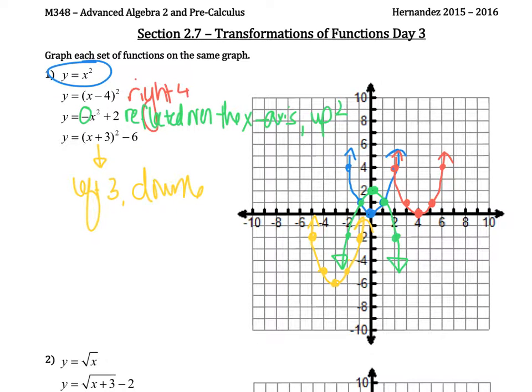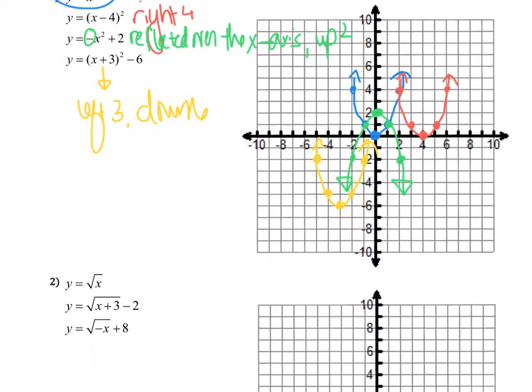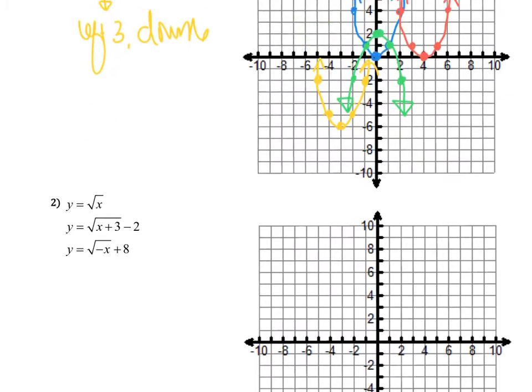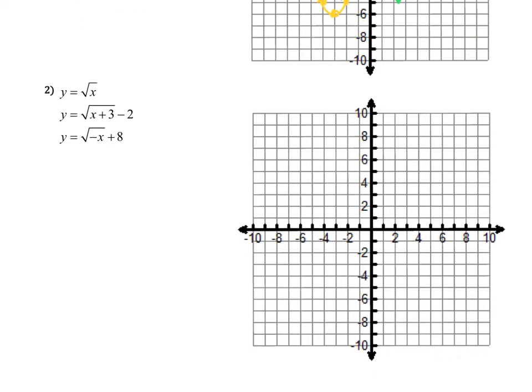All right, let's go ahead and take a look at the next graph. So here we have a square root, so I'm going to graph the parent function. Remember that for a square root, the pattern is also 1a, 3a. It's just now that it's only half a parabola and it's on the side.